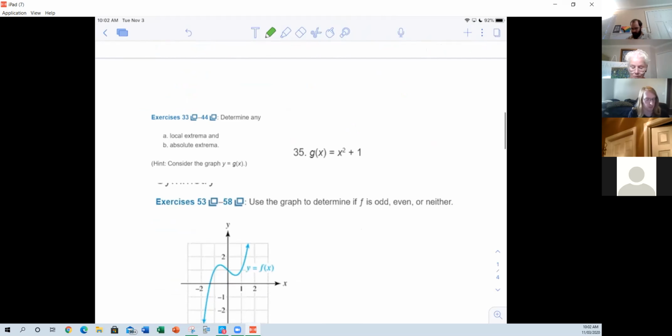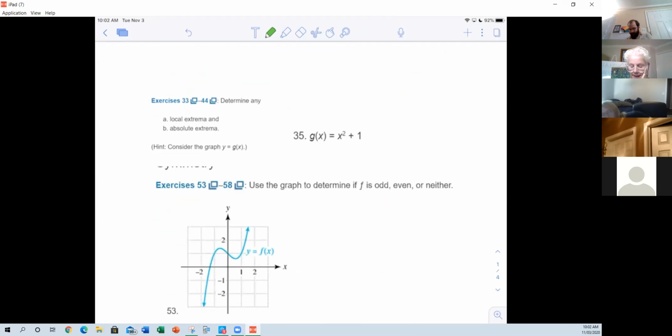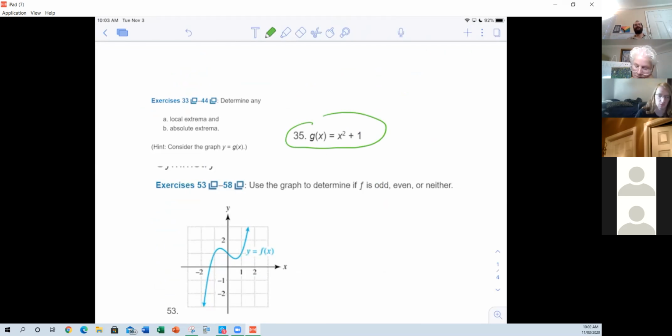Okay, so this one, first of all, can anyone tell me what the general shape of this graph is? It's a parabola. And the parent function of a parabola looks like this. What's happening to this parabola? It shifts up 1 unit on the y-axis. So this is a parabola that shifted up 1.